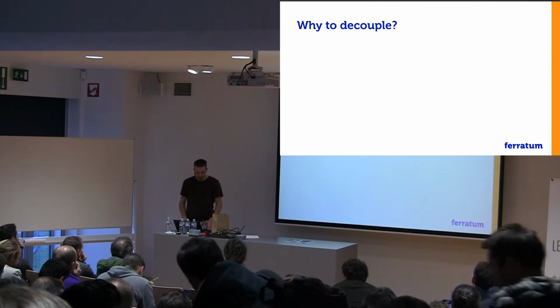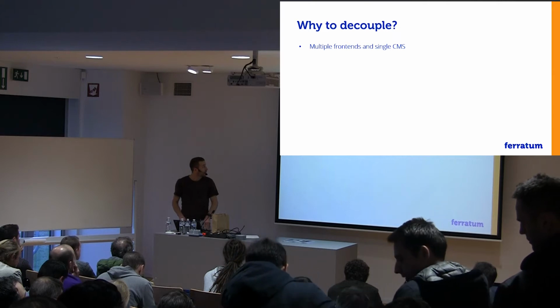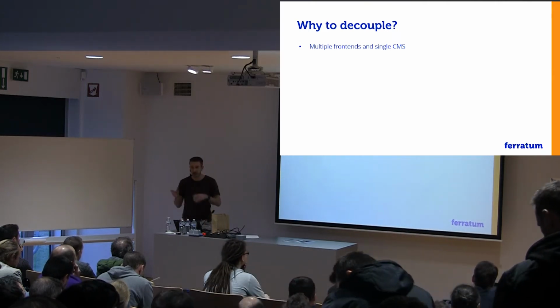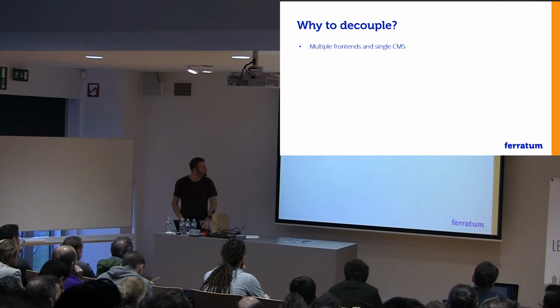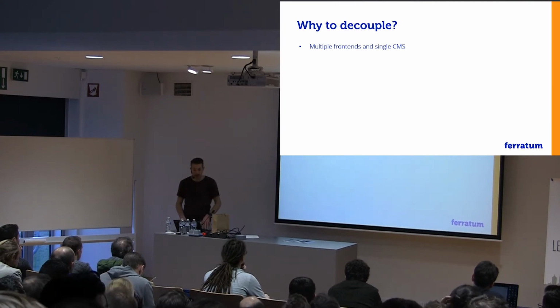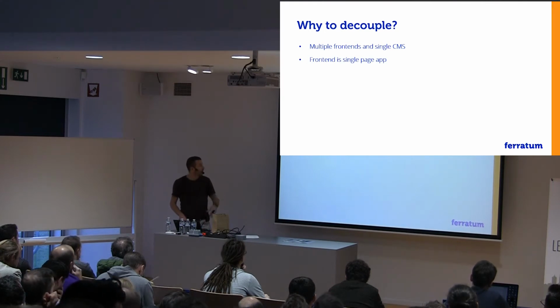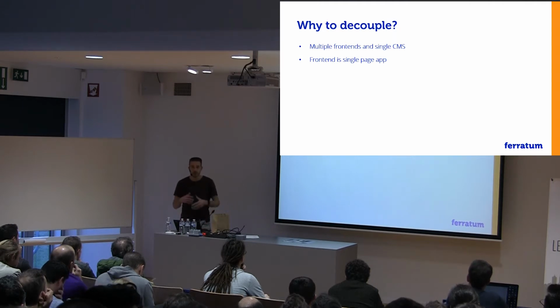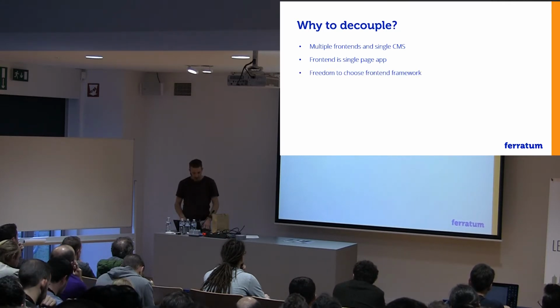Some reasons why to decouple, let's say quick selling points. The first is kind of obvious. You can use a single content management system. If it is not handling any templating, you can use it to serve content to multiple platforms, let's say a mobile application, a website, another website, whatever. The other is also obvious. The front end can be a single-page application, which is cool if you need to use some features, which might be, for example, push notifications and so on.